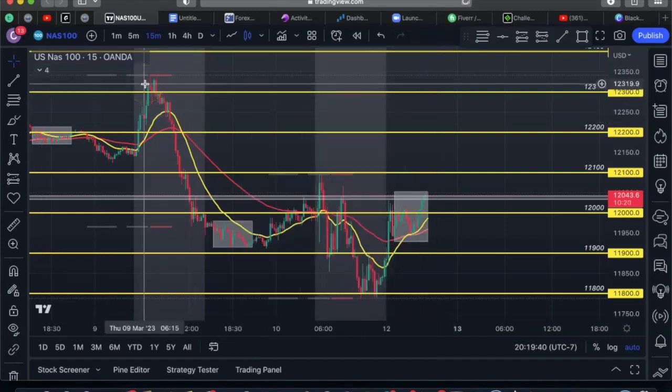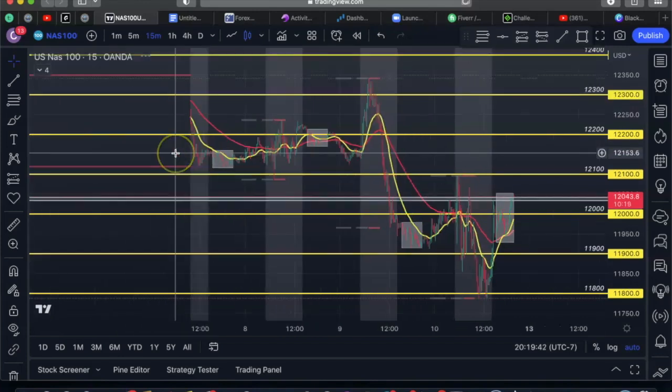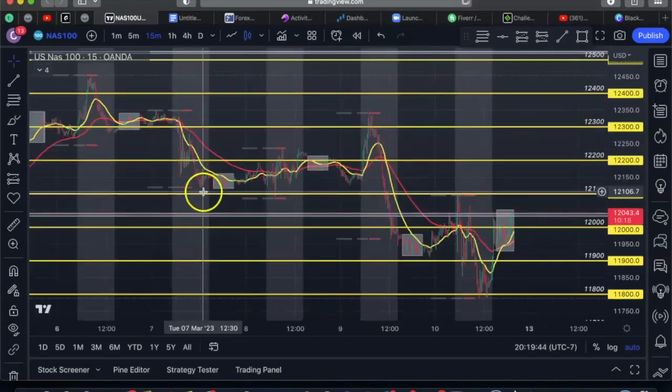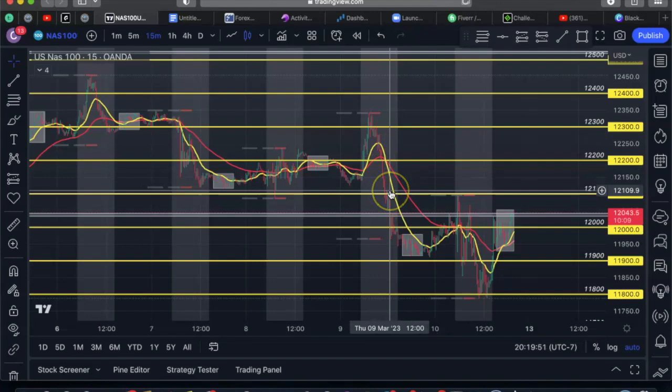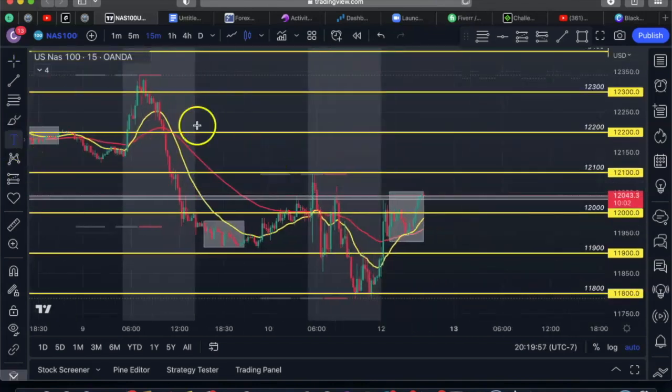So we can see that the biggest moves happening on this chart are during the New York session. This gray box is the Asia session going into London, then into New York. So we can see the New York session is where the money is. These are the times that we want to be trading during the New York session.